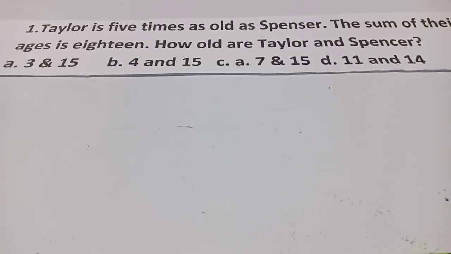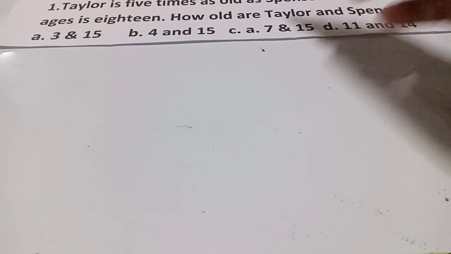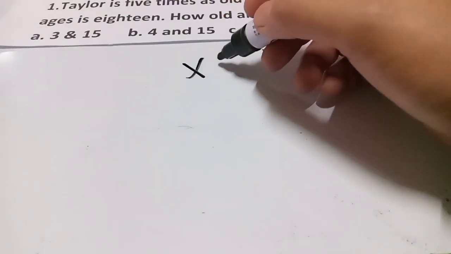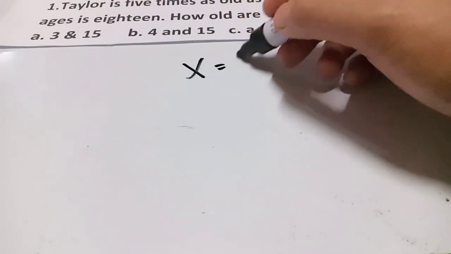Okay, this is problem solving. Mostly this is the age problem. So Taylor is 5 times as old as Spencer. The sum of their ages is 18. How old are Taylor and Spencer? So what will you do? Let X represent Spencer's age. Take note, X will be Spencer's age.